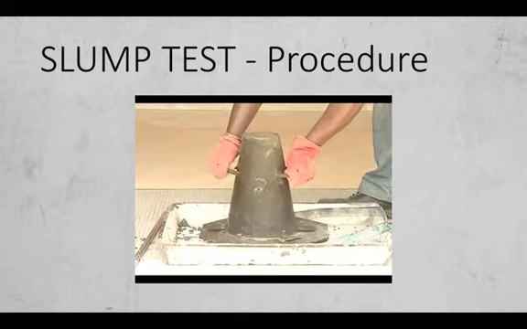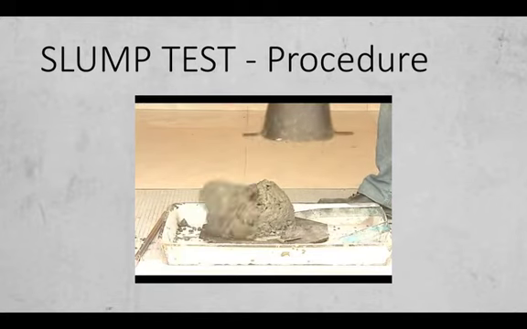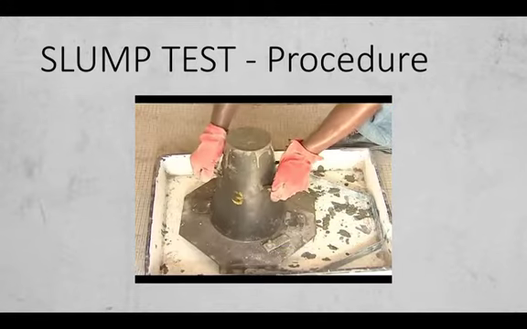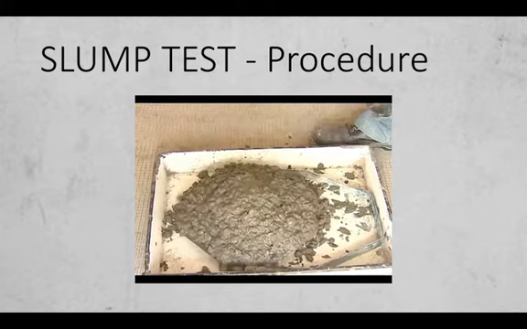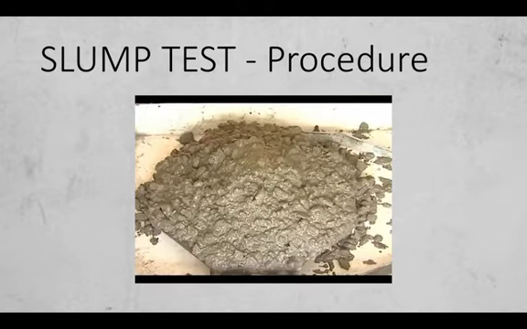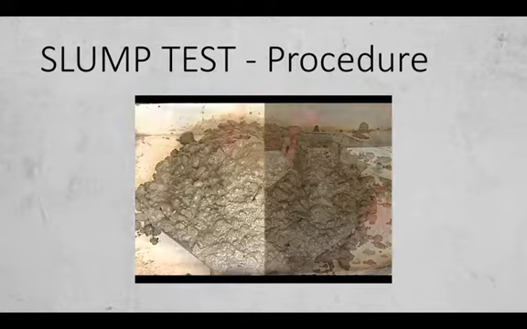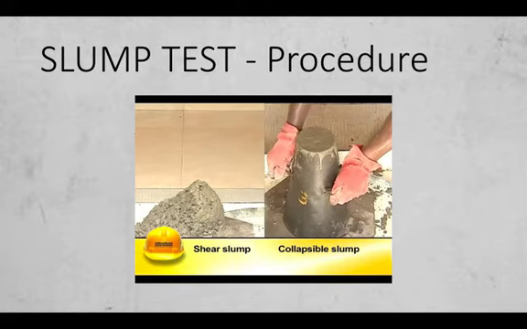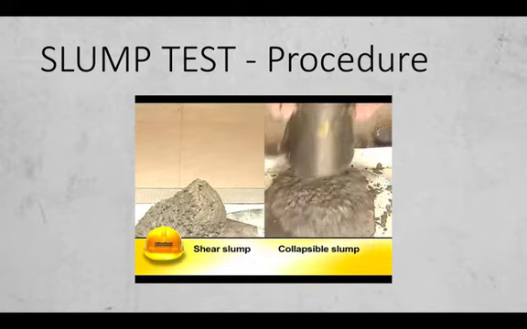In harsh mixes, the concrete slides down in an inclined plane. This is known as shear slump. In collapsed slump, the concrete collapses as soon as the cone is removed. It usually occurs in very wet mixes. The concrete demonstrating a shear or collapsed slump is considered unsatisfactory.